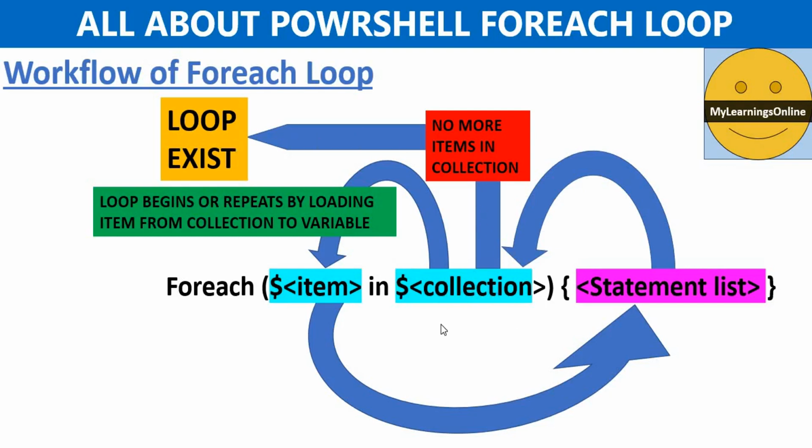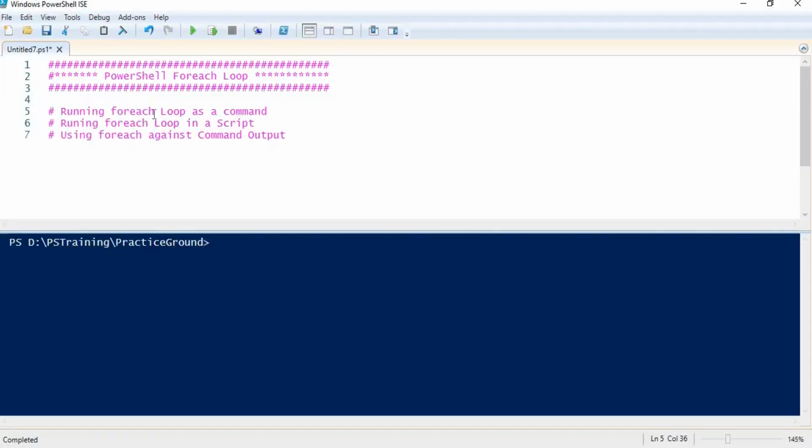So let me show a quick demo to see how these things work in actual. I have listed a few action items for this demo. We will be executing all these demos in this exercise, right? First of all is running the foreach loop as a command. For that, we need to declare one array or collection so that against each item of that array, we can run our statement list, right?